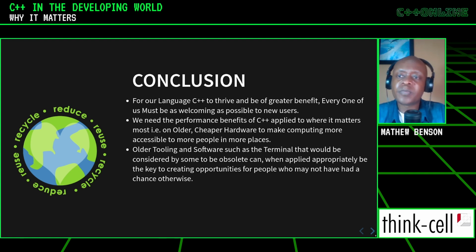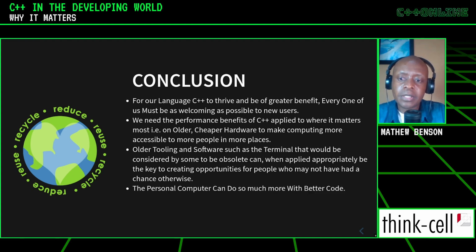Some older tooling and software may still be very relevant to advancing this goal, making it possible for more people to have access to computers, even if those computers may not be able to run the modern environments. The terminal is still something that we shouldn't disregard. I feel it's still very important. So the personal computer can do so much more with better code. And as we continue to talk about code and improve performance, I hope that this gives some direction or insight, to inspire better coding or just more experiments with what we can do with our software. So that's my talk. Thank you very much for listening.